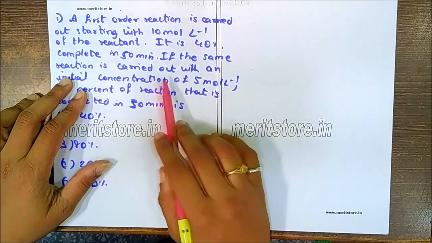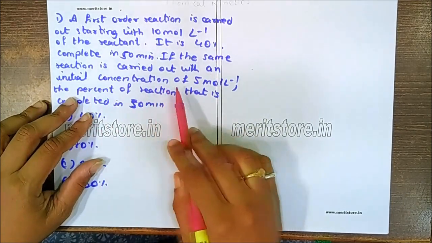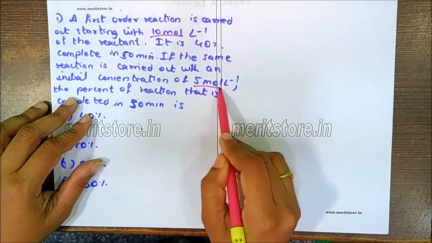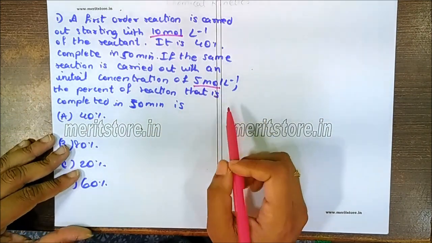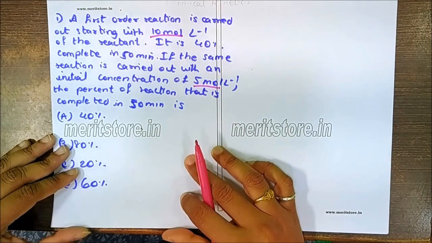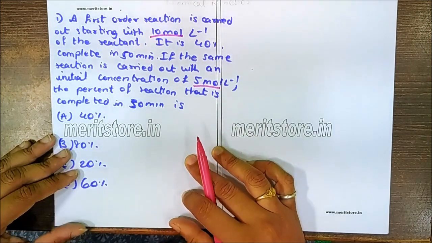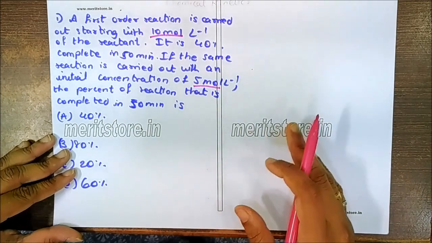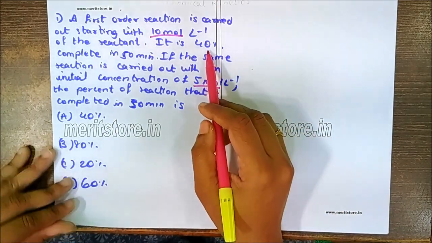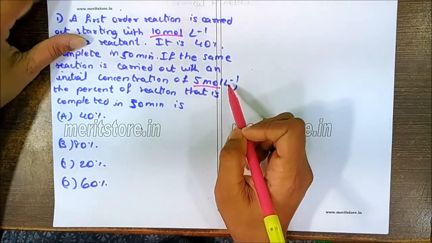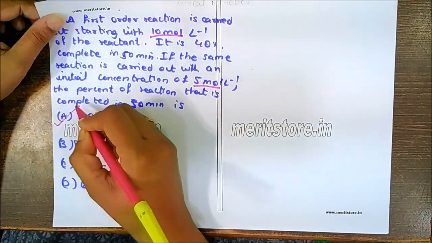If the same reaction is carried out with an initial concentration of 5 mole per dm cube, so instead of 10 mole, they have taken 5 mole per dm cube, the percentage of reaction that is completed in 50 minutes is. Now we have to remember that the first order reaction is independent of how much amount you take initially. So if 40% gets completed in 50 minutes, for the 5 mole per liter also it will be 40% completed in 50 minutes.